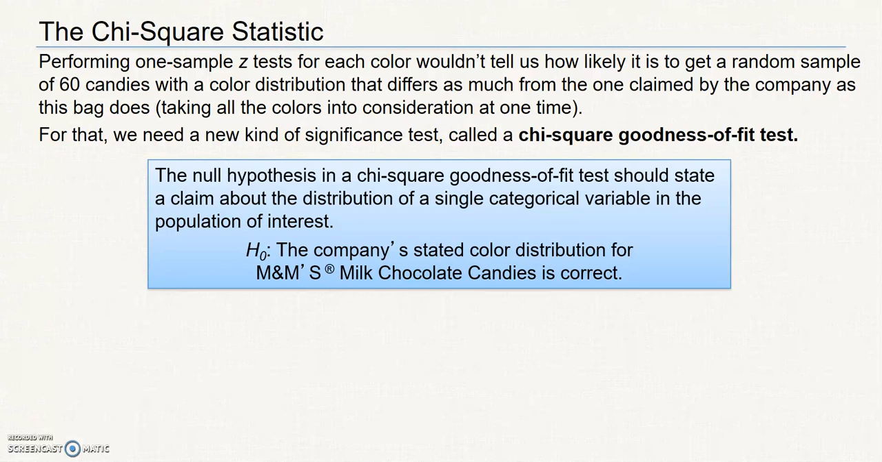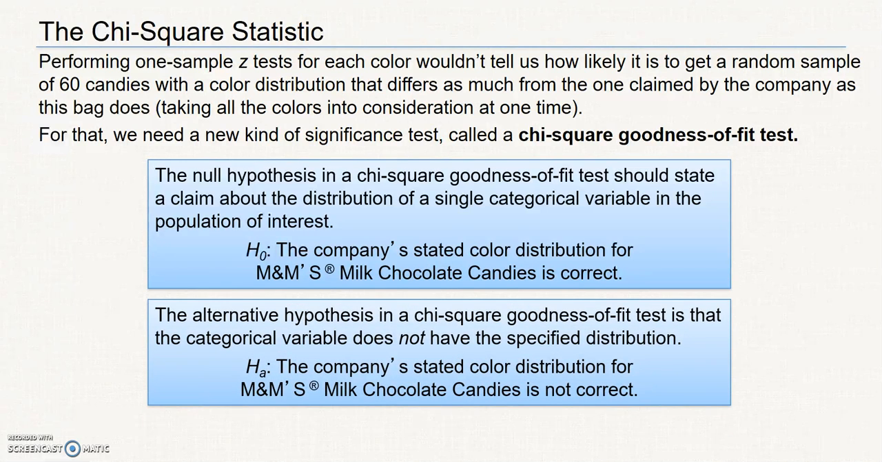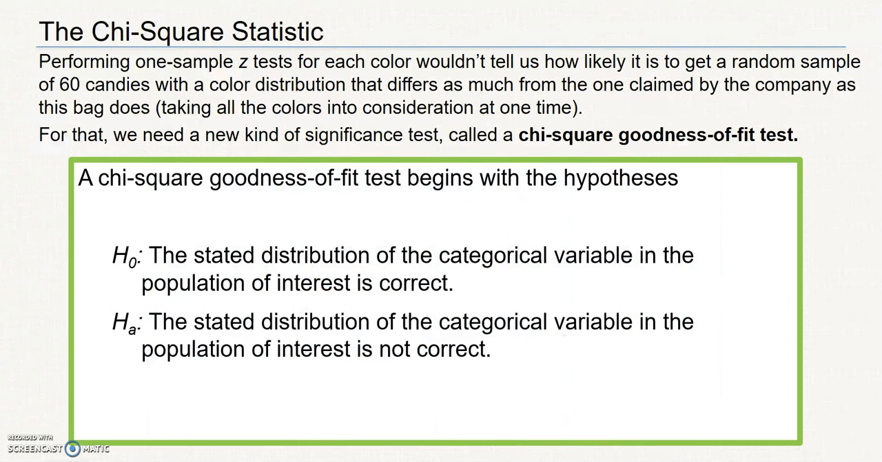Our null hypothesis would be that the company's stated color distribution for the M&M milk chocolate candies is correct. So their proportions are correct, their percentages are correct. Our alternative hypothesis then is that the stated color distribution is not correct. In general, this is how you would state a null and an alternative hypothesis for a situation in which you are going to use a Chi Square Goodness of Fit test.